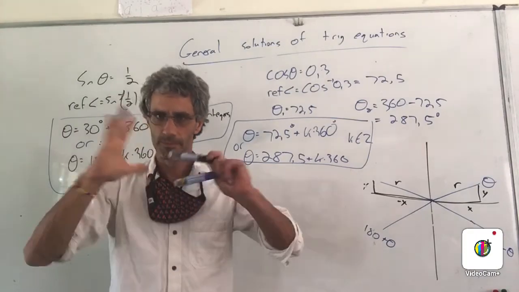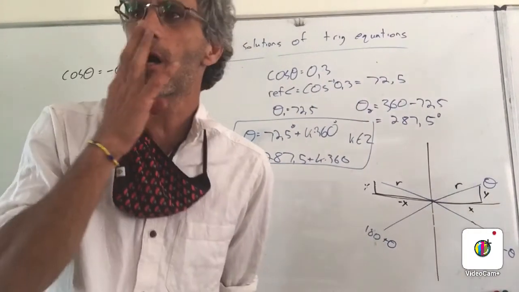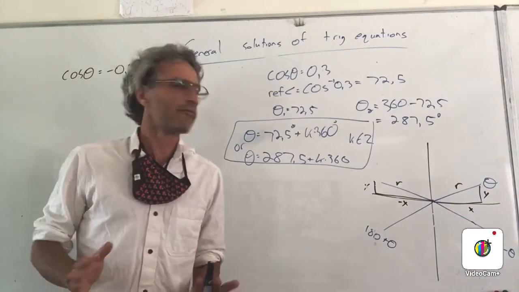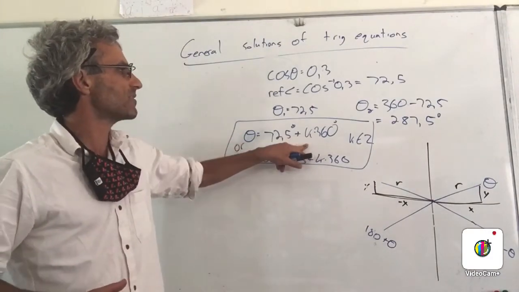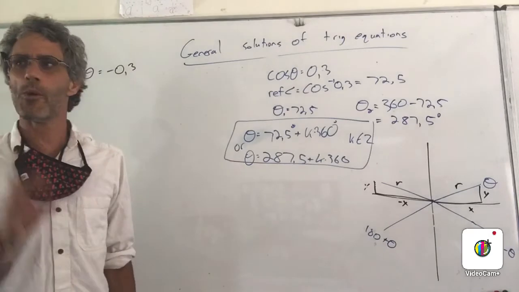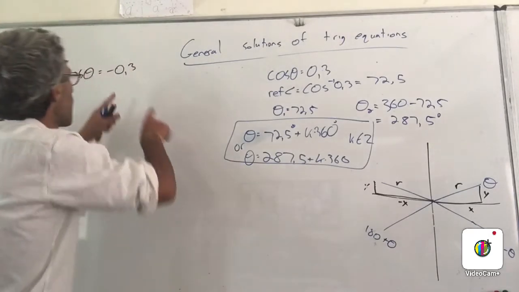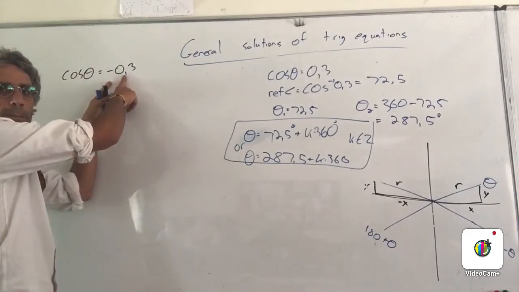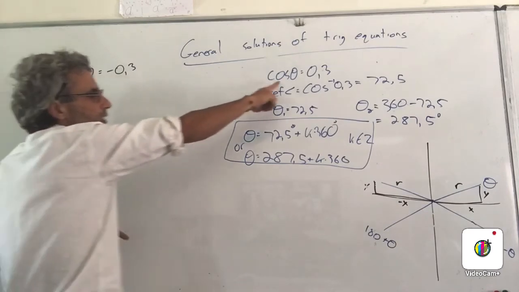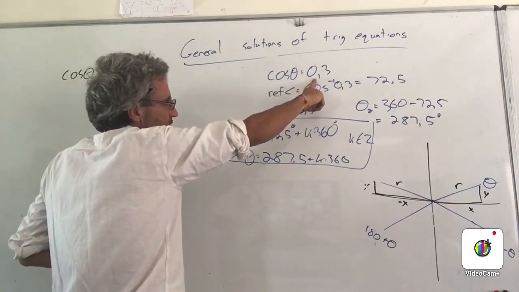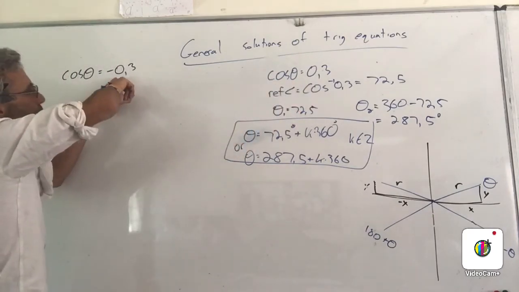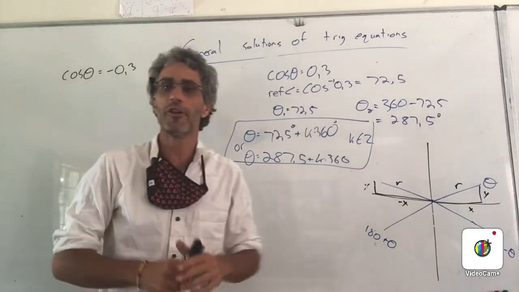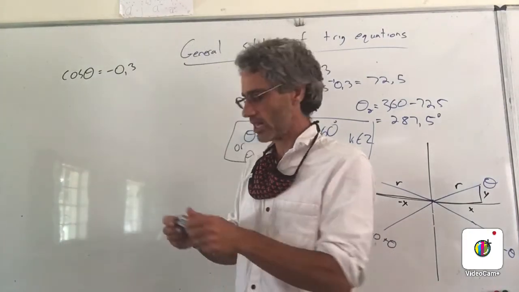Alright? Let's pause again. So far, so good. I think, okay, it's a bit different. We've got to remember to add these K360. But things become a bit more difficult when I get a negative number. Okay? So here I had cosine theta equals 0,3. Now I've got cosine theta equal minus 0,3. We actually did do that last year.